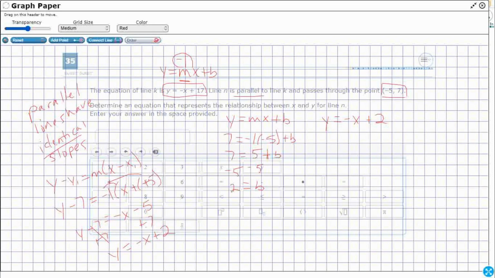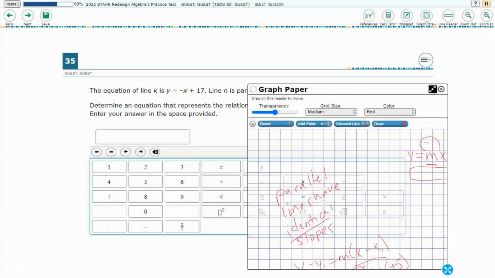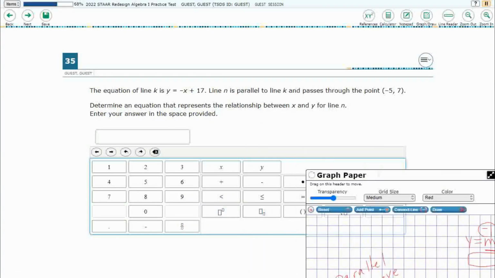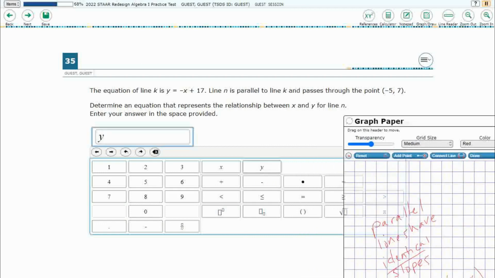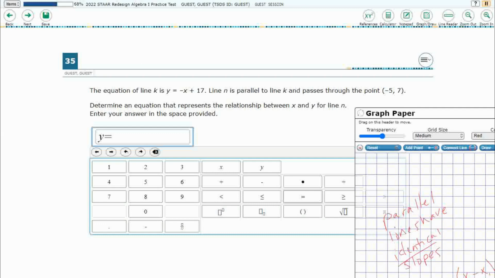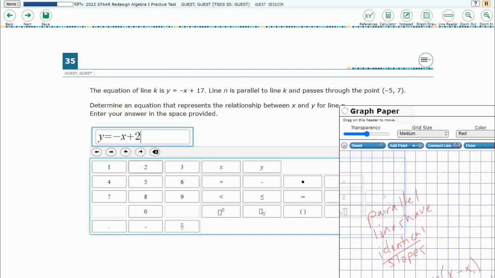So we could enter it in that way. So it could look like this. And this is a correct answer. Y equals, now you got two different negatives. You have a negative down at the bottom, you have a negative over here underneath the y. They both work. -x plus 2. That is a correct answer.